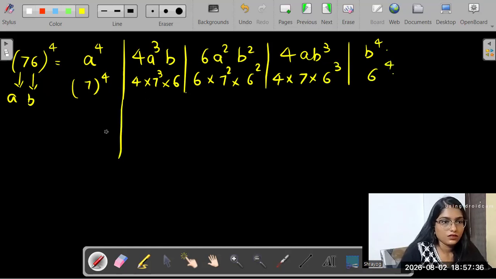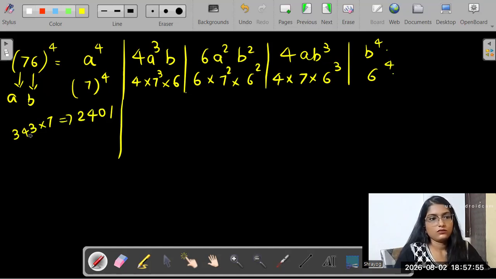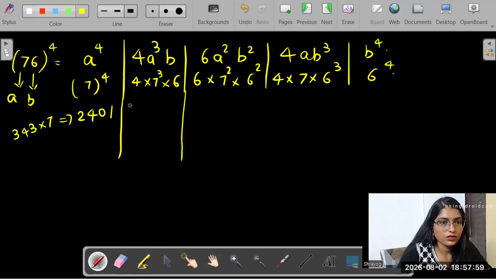Here, 7 raised to 4. The cube of 7 is 343. If I multiply the cube of 7 with one more 7, I get 2401. Correct. Now, here 4 multiplied by 343, because the cube of 7 is 343, and 6.